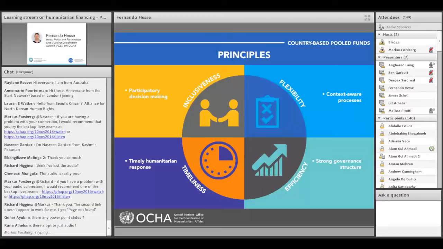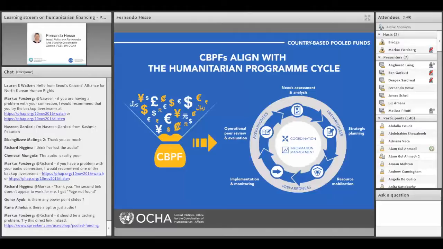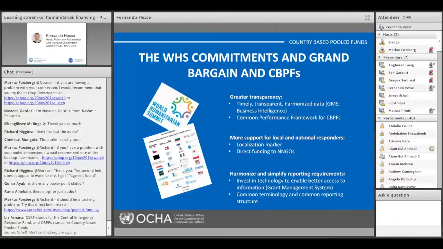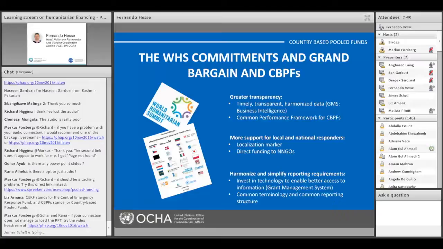Strategy and operation of country-based pooled funds have adapted to align with the single approach to all forms of emergency response in the humanitarian program cycle. The humanitarian program cycle and the development of the country-specific humanitarian response plans, HRPs, under the leadership of the humanitarian coordinator on the ground, make it possible to quantify the needs in a coordinated planning process. The pooled funds operate within the coordination framework and are adaptable to meet changing conditions on the ground. And this slide represents just a summary of the main actions that OCHA is leading and that are aligned with the World Humanitarian Summit and Grand Bargain commitments.